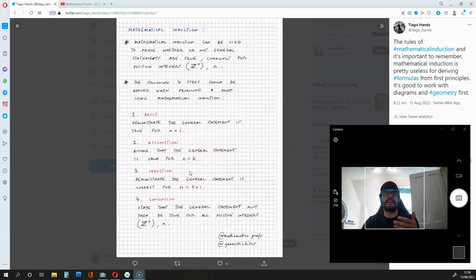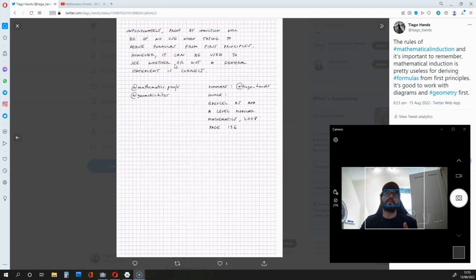3, the induction phase. This is where you demonstrate the general statement is correct for n is k plus 1. And finally, number 4, there's the conclusion. This is where you state that the general statement must then be true for all positive integers, n.